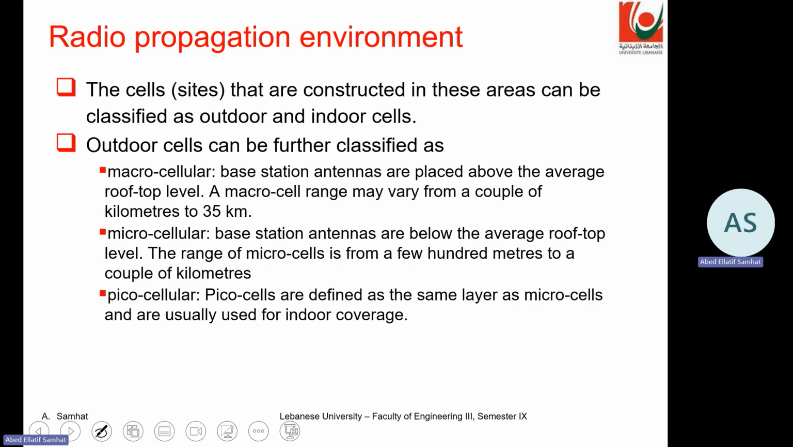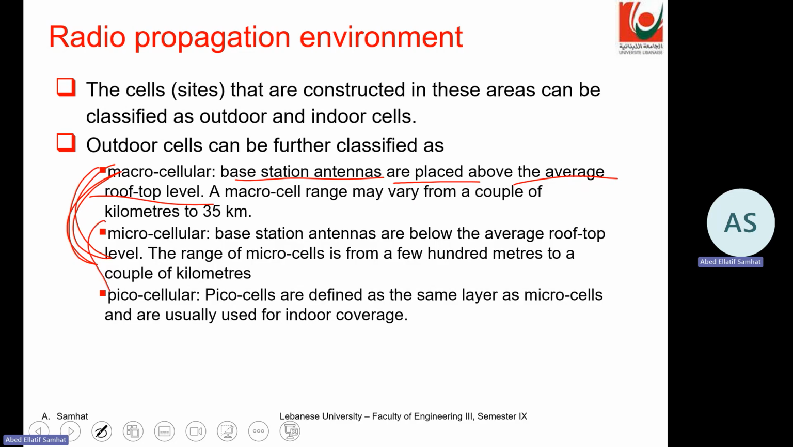The other classification is that we have different kinds of cells. It could be indoor and outdoor. Typically, outdoor cells could be macro cells or micro cells. Macro cells have high coverage, and the base station antennas are typically placed above the average rooftop level. Typically, the range of those cells could be up to 35 kilometers. Remember this 35 kilometers because we will see together why this value is the maximum range of a GSM cell or cellular cell.